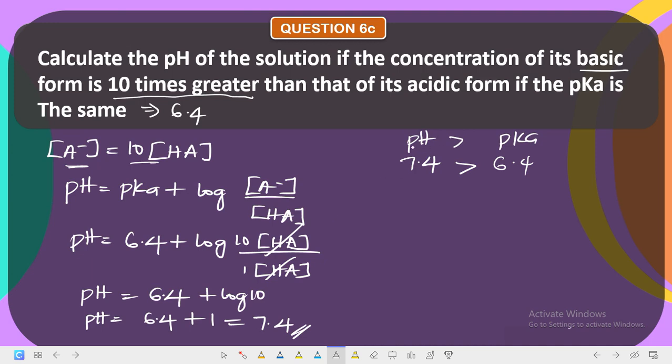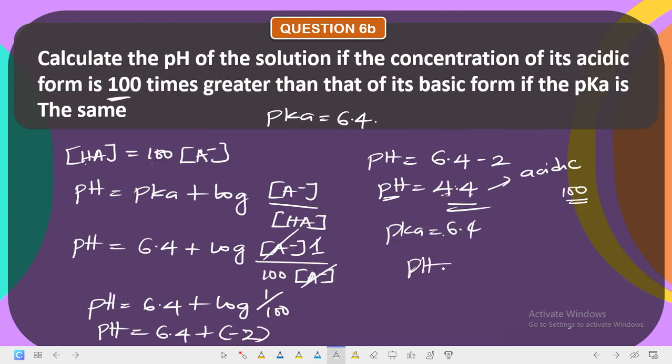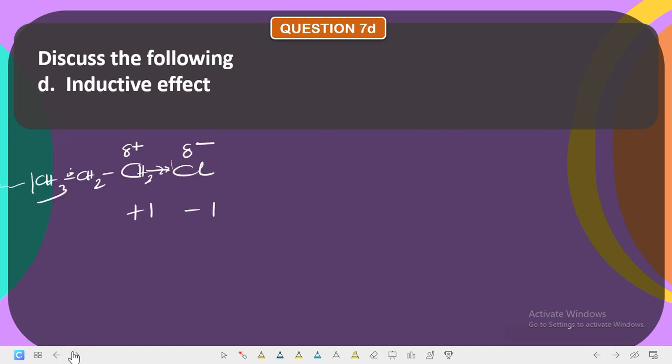So in a solution where the pH is greater than pKa, it's telling us that the basic form will be more, like in this case, the basic form is 10 times the acidic form. So it will be greater than the acidic form. Whereas if the pH is less than pKa, as in this case, the pH is calculated to be 4.4 while the pKa is 6.4. It tells us that the acidic form is 100 times greater than the basic form. So that is the essence of all these calculations we did.